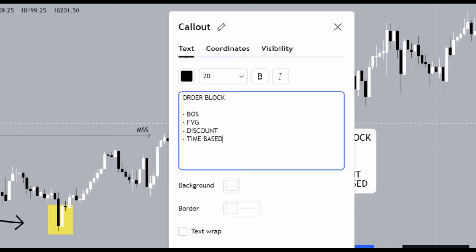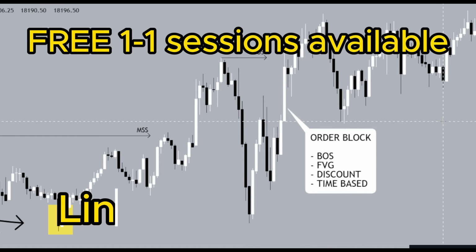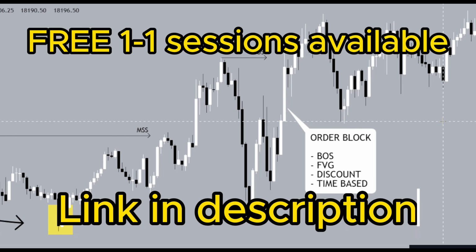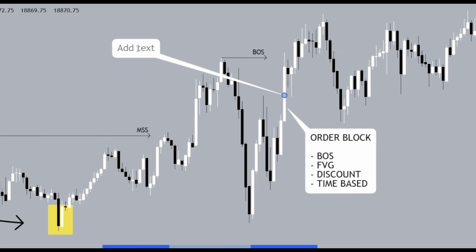So what do I mean by time-based, right? A lot of people get their times mixed up with ICT. They often think ICT is this time or that time. The truth is, when you're looking for an order block, the time for the order block itself, and therefore the time in which the fair value gap and the break of structure should occur, is pretty simple.